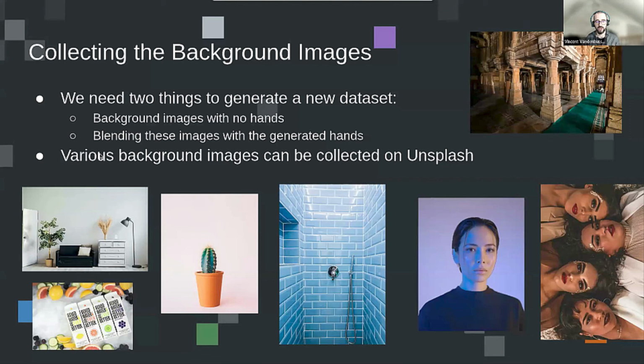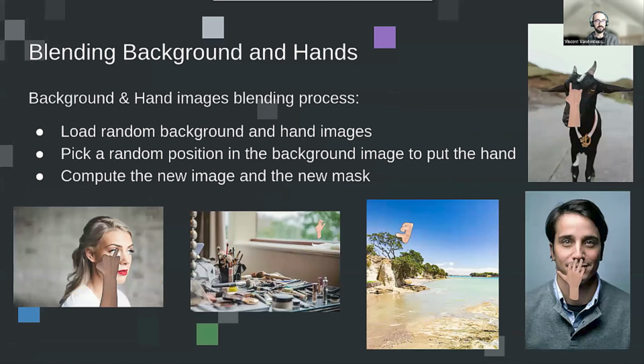I just collected a few background images on Unsplash. I typed in a few keywords like room, some kind of objects, people, or places, whatever, so you have quite diverse data. You have to make sure it's diverse, with different lightings, different kinds of objects, and so on, so that it's diverse enough. And then I blended my background with my hand. It's quite straightforward.